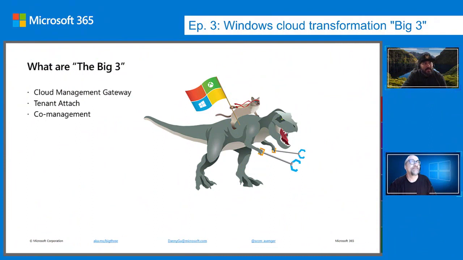Big Three is what I consider Cloud Management Gateway, Tenant Attach, and Co-Management. Those are the three that I say are imperative to any customer that is trying to modernize their estate, right? They want to go to the cloud, end up in the cloud, whether they end up in cloud only or a little bit of on-prem. If you have Configuration Manager today, I would say it's imperative that you do the Big Three so that you can continue to service your devices, service your end users. It's going to help you be much more efficient and effective. So we'll start there. But that answers the question.